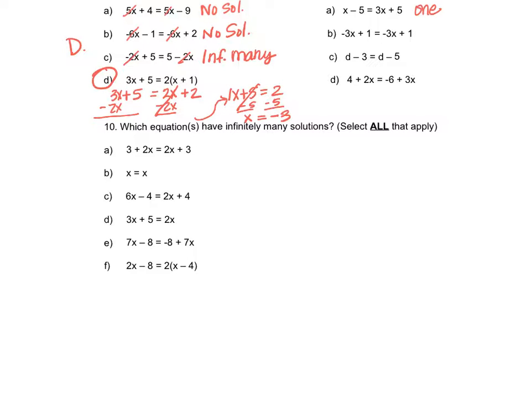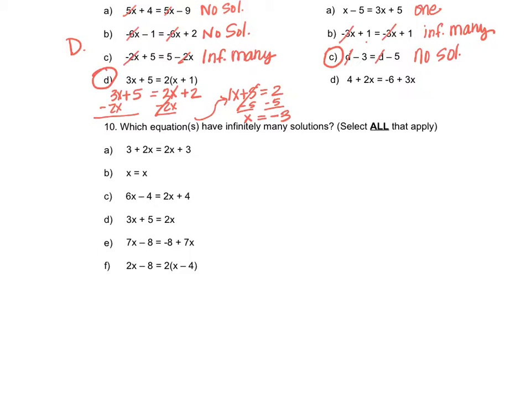B part has a negative 3x on the left and a negative 3x on the right. Those will cancel out because they're alike. But what's left is 1 equals 1. And that's infinitely many because those are equal. D part. I have a 1D on the left and a 1D on the right. Those will cancel. I'm left with negative 3 equals negative 5, and that is no solution.